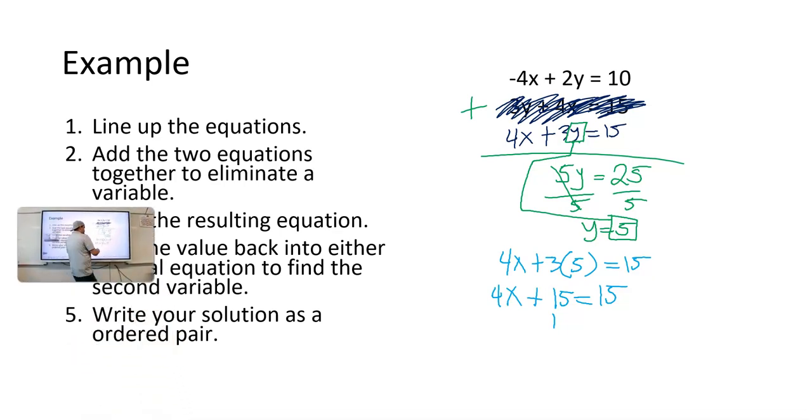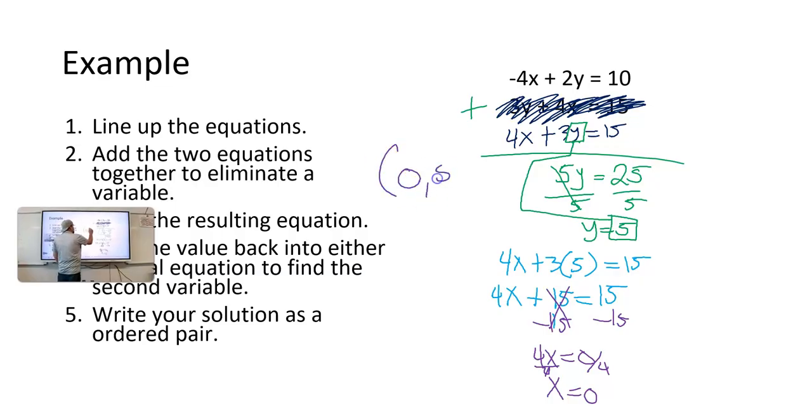So we're going to go ahead and minus 15 from both sides. And in this case, that's going to give me 4x equals 0, which means x is equal to 0, because when you divide by 4, 0 divided by 4 is just 0. So my coordinate is going to be the x is 0, and the y is 5. And so that is the solution to my system of equations.